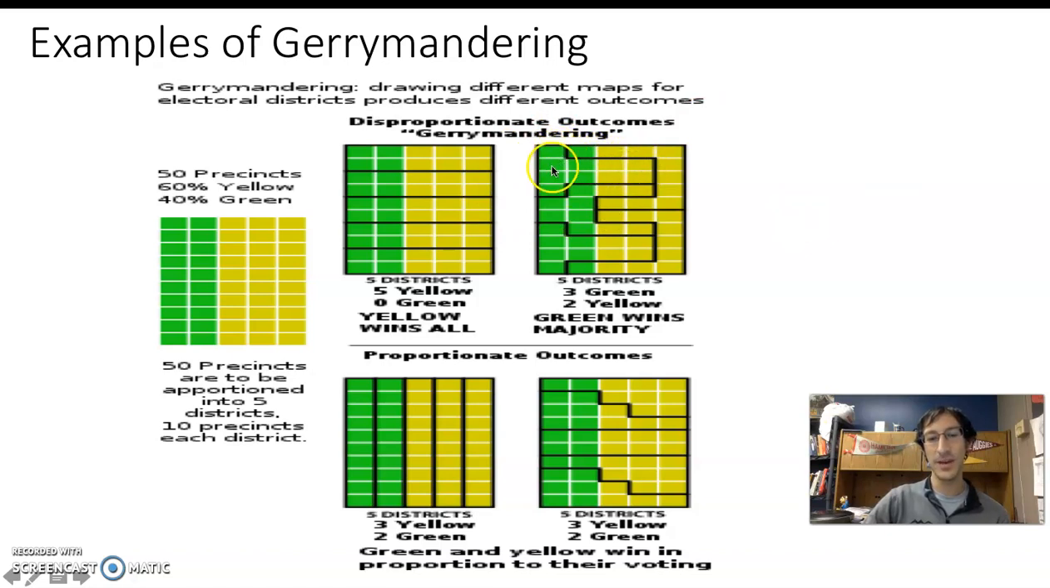because if you draw the lines in this shape, they end up winning 3 of those locations, because they end up being the majority in 3 of them, and then the minority are non-existent in 2 of them. If you look down here where you get proportionate outcomes, it's like, hey, we're going to put all the greens here, we're going to put all the yellows here, and they all get their representation.